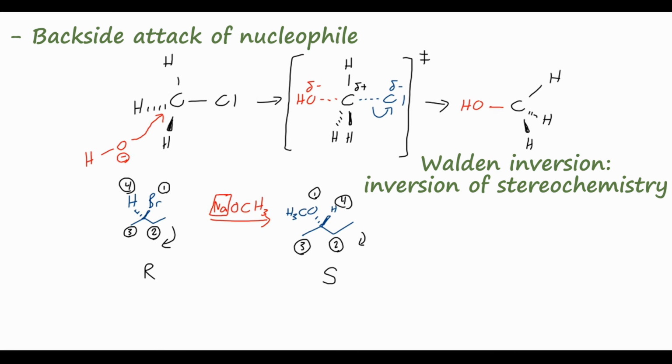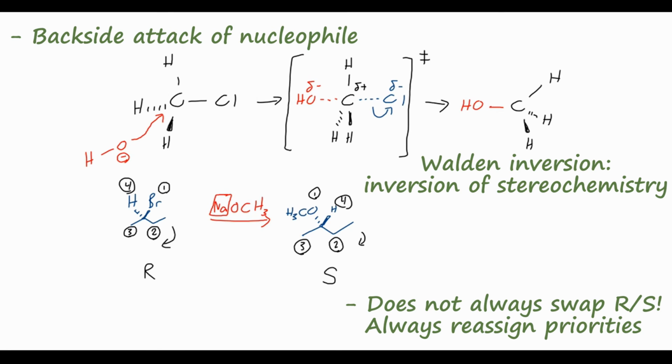And although the absolute configuration of this stereocenter has changed from R to S, it won't necessarily change from R to S or S to R in every case. So always remember to relabel your priorities before and after an SN2 reaction if you're trying to figure out the absolute stereochemistry of your reactants and products, because depending on what your nucleophile is and what your leaving group is, the absolute configuration could in fact stay the same.